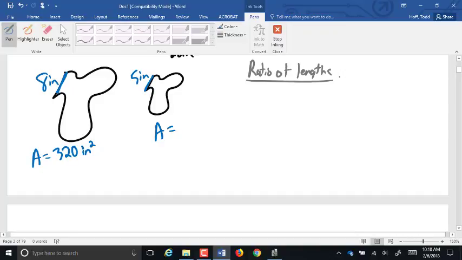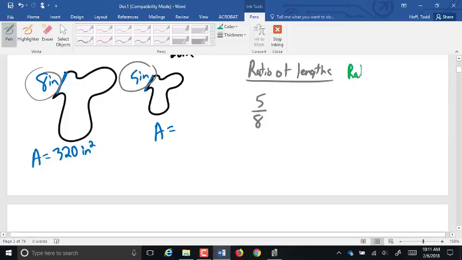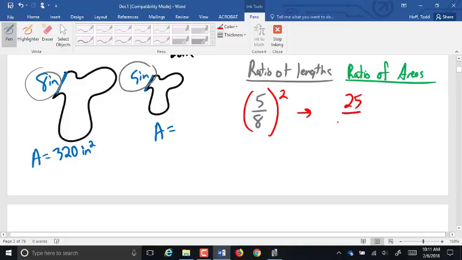What's our ratio of lengths here? 5/8 or 8/5, either one. We'll go 5/8. Now we can use that to find a ratio of areas. How do we find the ratio of areas from the ratio of lengths? We square it. Very good. 5 squared is 25. 8 squared, 64. Now, where does the 320 go?